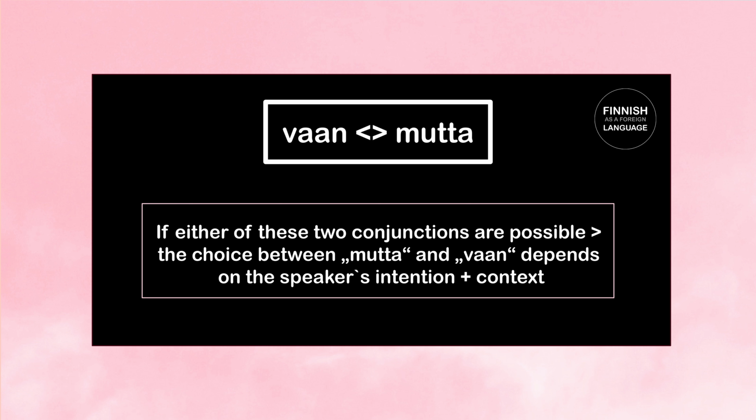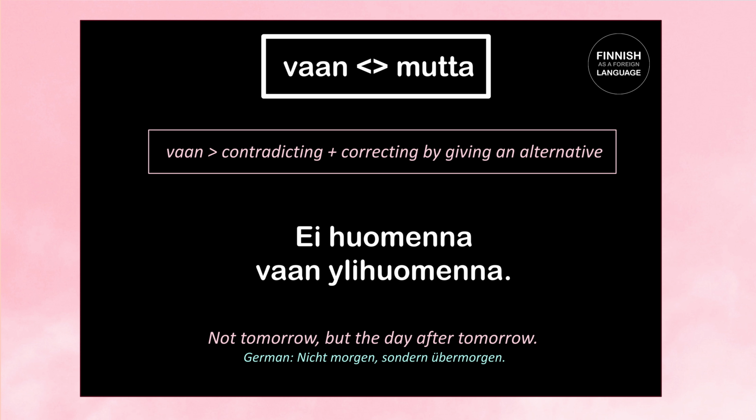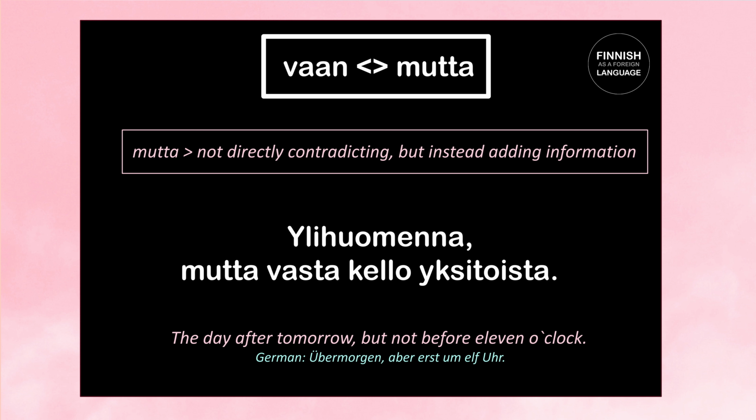Let's have one more example. Ei huomenna, vaan ylihuomenna means not tomorrow, but the day after tomorrow. So also here we are correcting a wrong assumption or statement by using the conjunction vaan. However, we can also use mutta. For example, ylihuomenna, mutta vasta kello 11 means the day after tomorrow, but not before 11 o'clock.